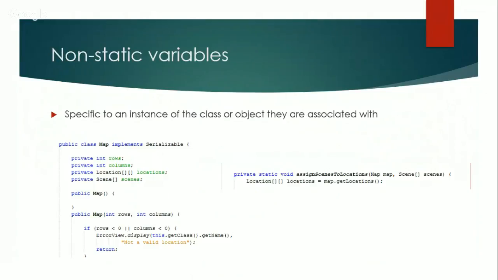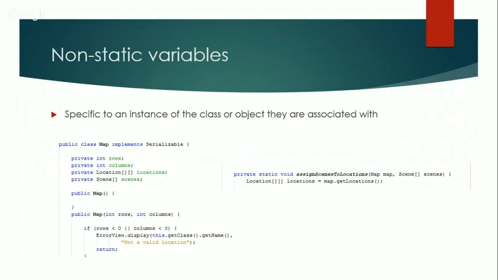Non-static variables are also called instance variables because they're specific to an instance of the class or object that they're associated with. And instance variables are declared in either a class or a method, and they're created by using the word new. They can be created when a new object is created, and they're destroyed when that object is destroyed.